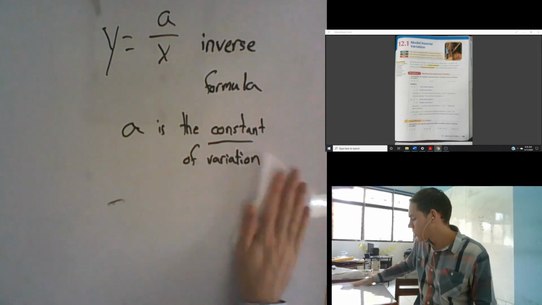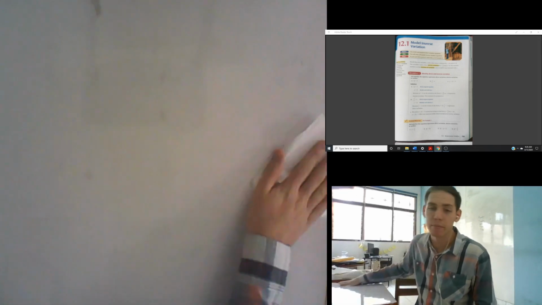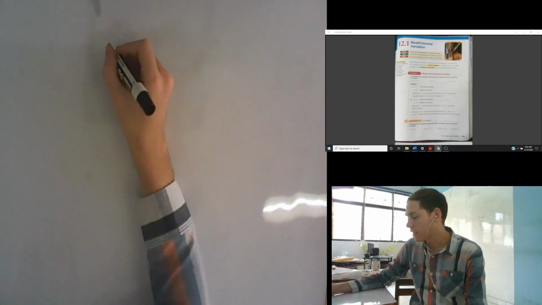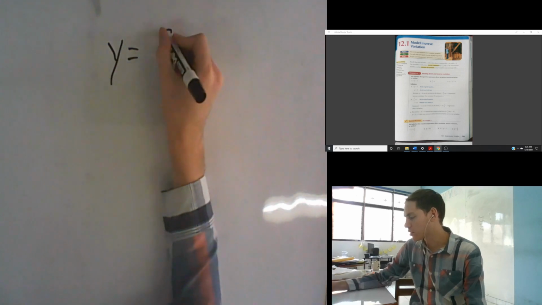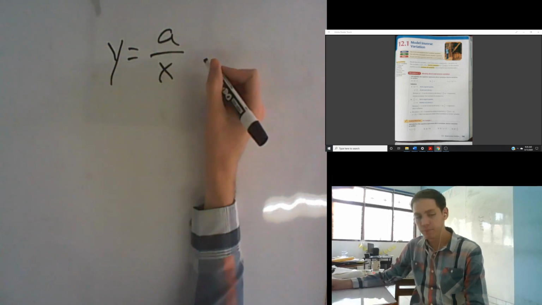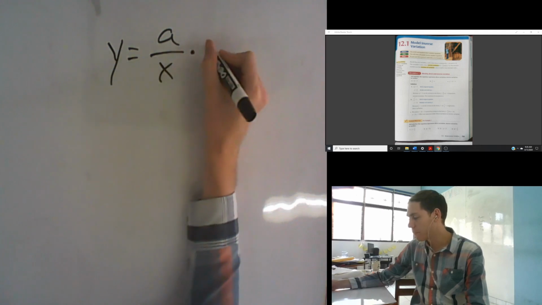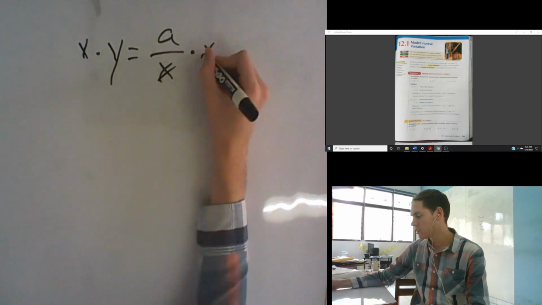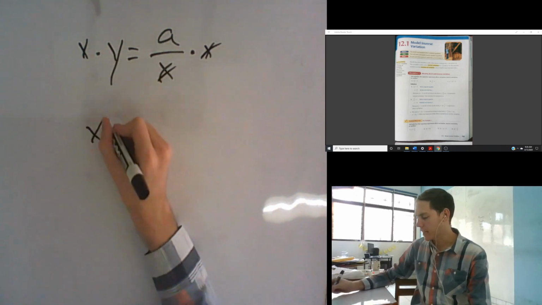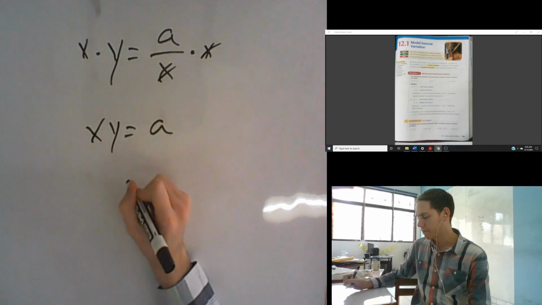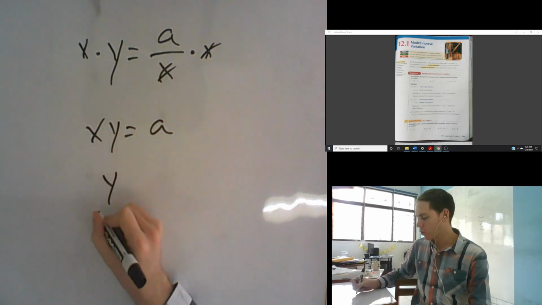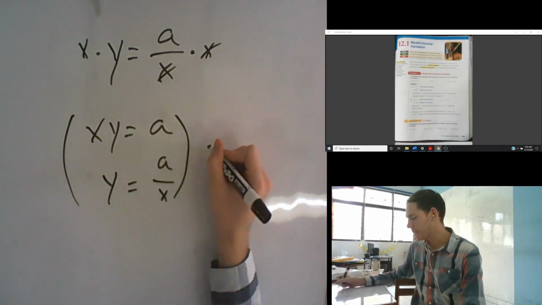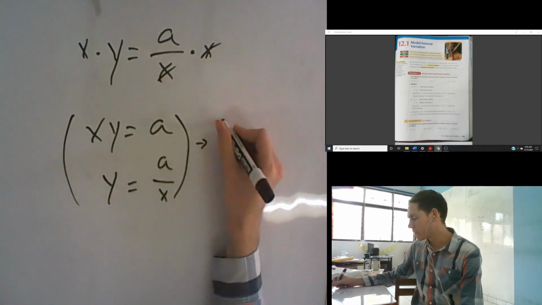Okay, so what does that look like? I want to show you two things. If we're in this position and I multiply both sides by x, these two cancel, right? And then this just becomes xy equals a. So these two formulas are the same. These both are inverse variation.